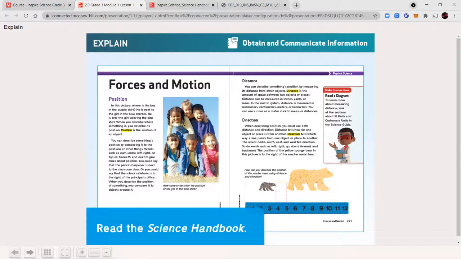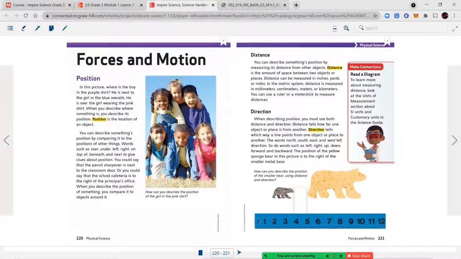Next, we're going to go in, and our next part is going to begin on page 9, where we are going to be reading through pages 20 and 21 in our science handbook. And then we're going to be answering the questions. So let's read through our science handbook together.